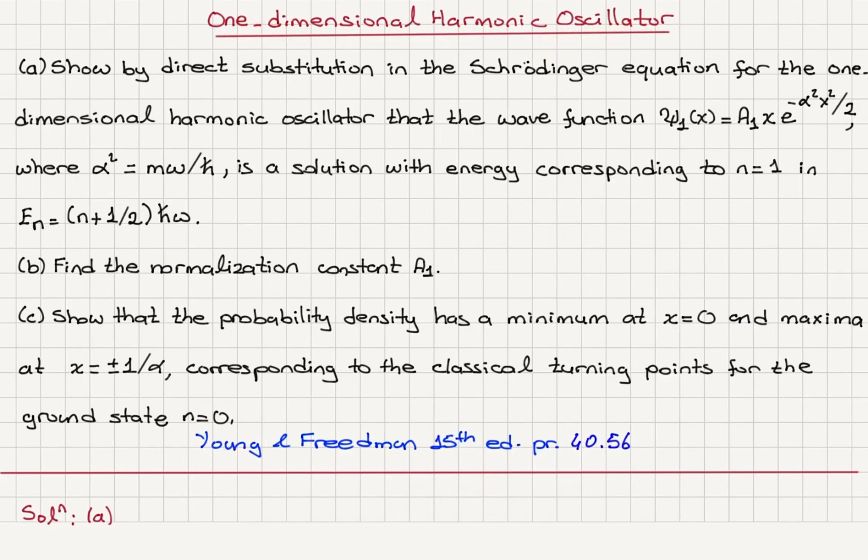One-dimensional harmonic oscillator. Part A. Show by direct substitution in the Schrödinger equation for the one-dimensional harmonic oscillator that the wave function psi1 of x is equal to a1 x exponential minus alpha squared x squared over 2, where alpha squared is m omega over h bar, is a solution with energy corresponding to n equals 1 in harmonic oscillator energy levels (n plus 1/2) h bar omega.